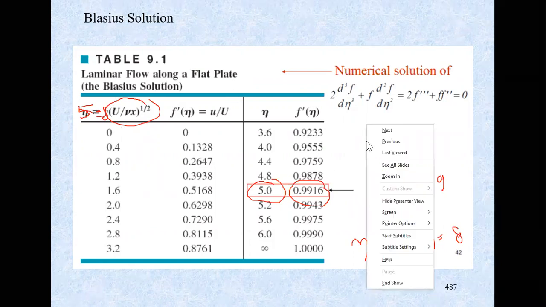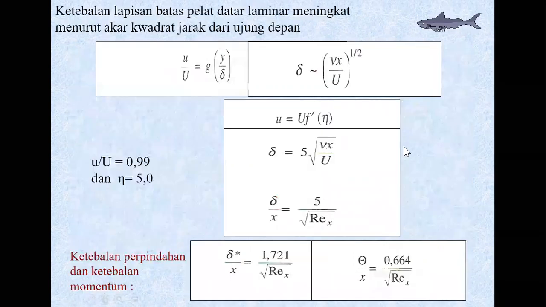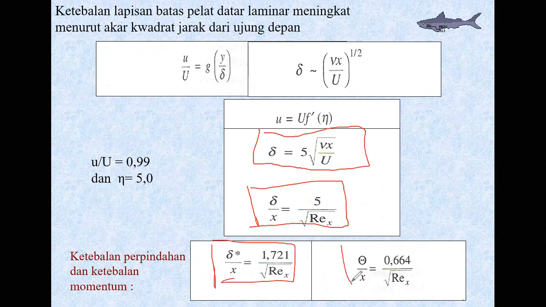So delta, the boundary layer thickness according to the Blasius solution, is equal to this: 5 times the square root of viscosity times x divided by the free stream velocity, or rearranging into this. So this is the solution of the boundary layer according to Blasius. And then we can always derive other parameters accordingly: the boundary layer displacement thickness and the boundary layer momentum thickness. We're able to do that also.